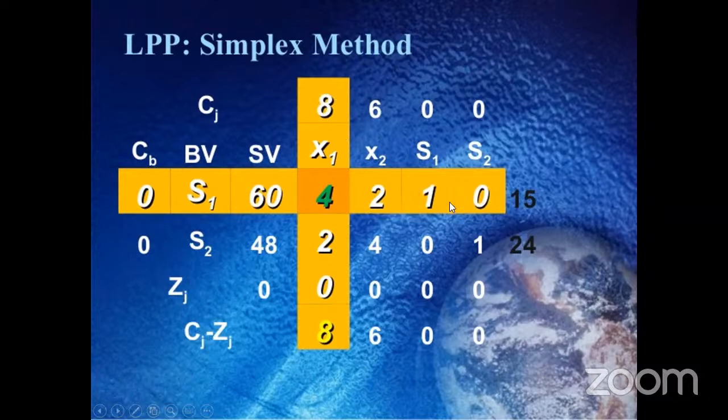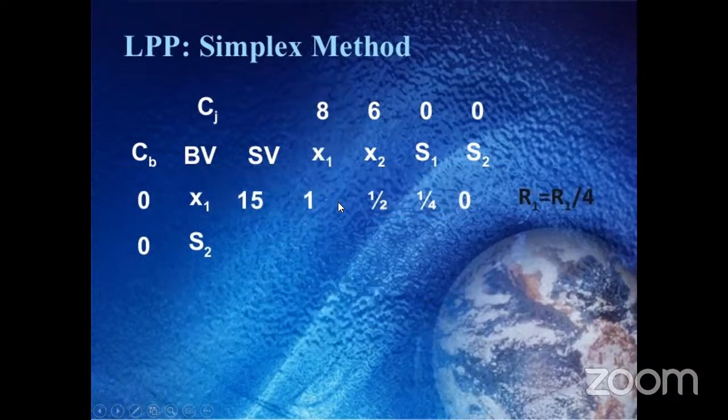Then you need to consider the new values for this whole row. If you divide it by 4, you will be getting all the new values: 15, 1, 1 by 2, 1 by 4, 0. You can see here, the basic variable has been changed, S1 replaced with X1, and the coefficient must be 8. Here it is written as 0 only, so it is not 0, it must be 8. The solution value is 15, X1 is 1, X2 is 1 by 2, S1 is 1 by 4, S2 is 0.